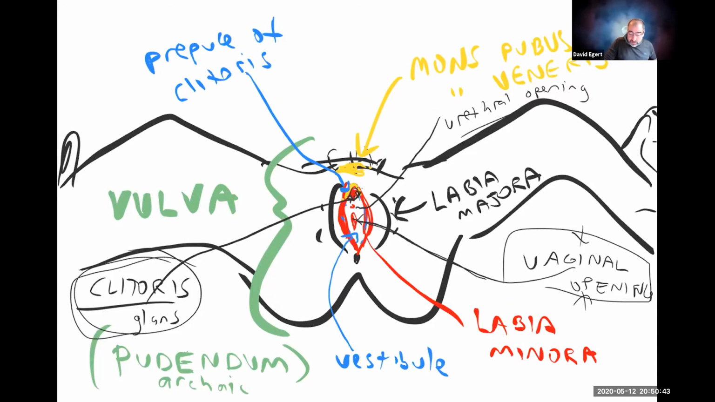There is actually a term for where the labia minora meet on the backside. They call it the fourchette.